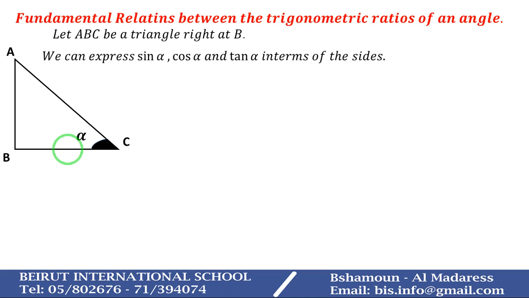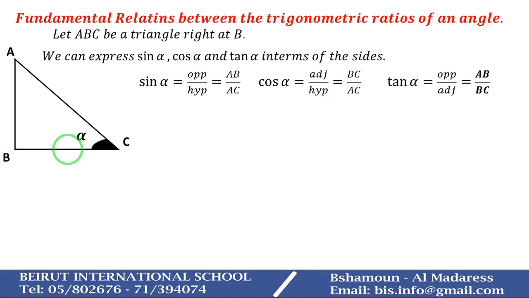terms of its sides. So sine alpha, as you know, is to divide the length of the opposite side to alpha by the hypotenuse, which is AB over AC. Cosine alpha is to divide the length of the adjacent side to the angle alpha by the hypotenuse, which is BC over AC, and tangent alpha is to divide the length of the opposite side by the adjacent side, which is AB over BC.